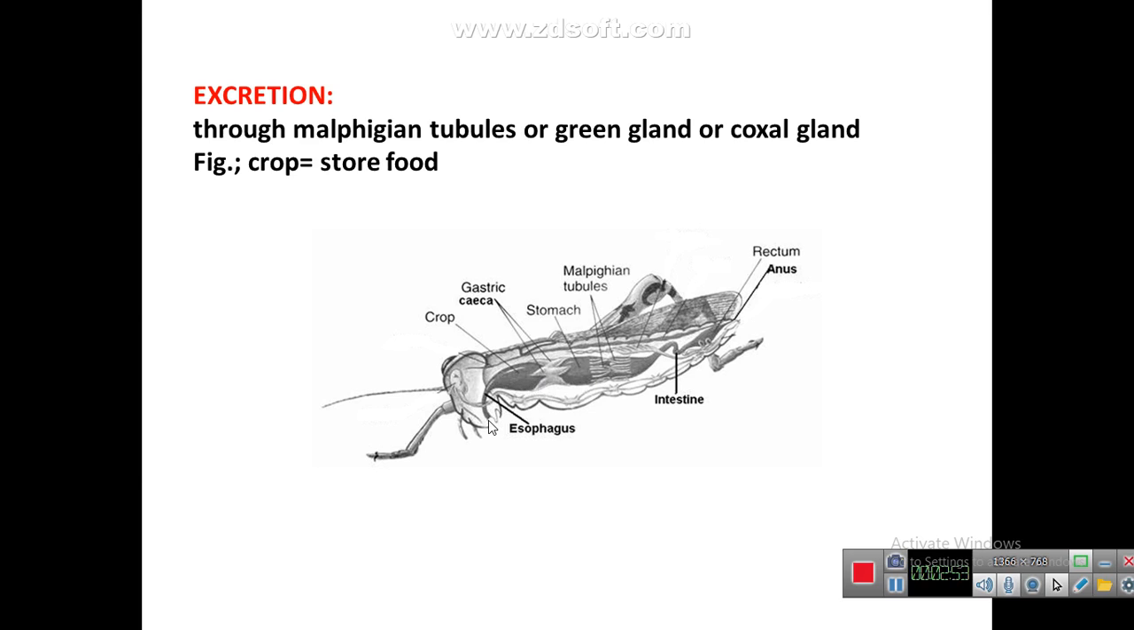The parts of the internal anatomy of the grasshopper: mouth, esophagus, crop. The function of the crop is to store food. Then gastric caeca, stomach, then intestine, then rectum and then anus. Complete digestive system: one opening is known as the mouth, another one is known as the anus.